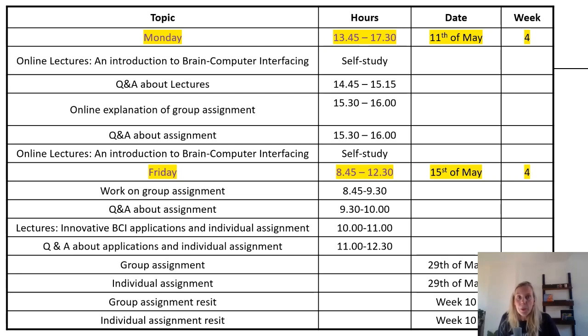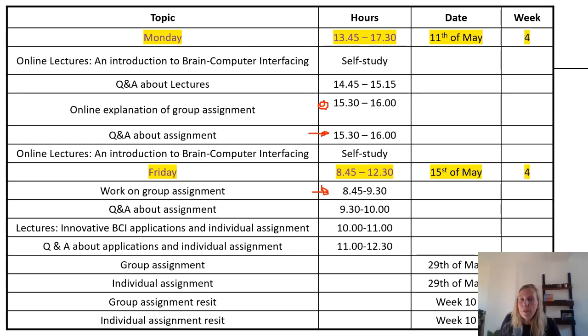The first lectures will be about the introduction to brain-computer interfacing. Then at 3:30, I will give you the explanation of the group assignment. After that, we take a little break, and then you can ask me questions about the assignment together with your group. It's the same group that you are in now with Eric. After that, you have some more time for self-study, and you can view the lectures, prepare and start working on the assignment. Then on Friday, I see you back online, and you will work with your group on the group assignment. By then, I think you already have some questions for me about the assignment.